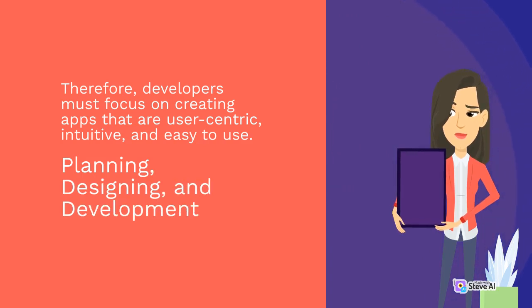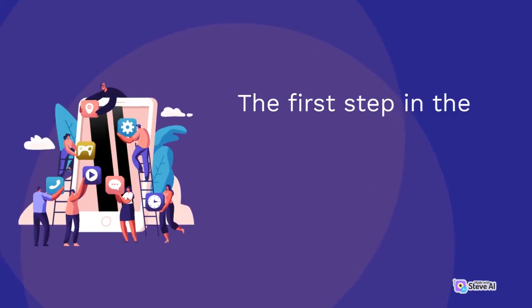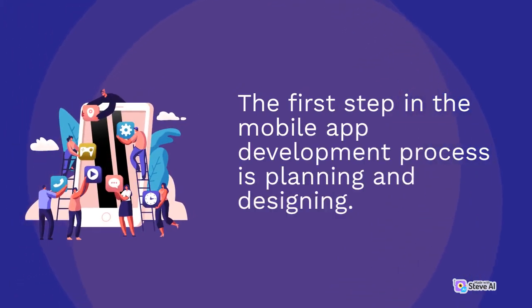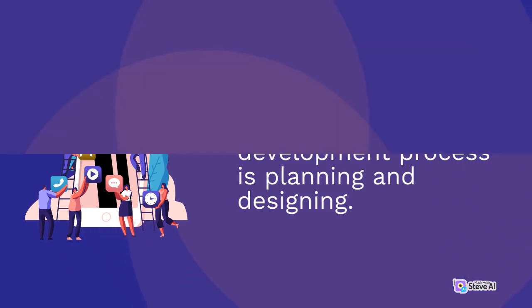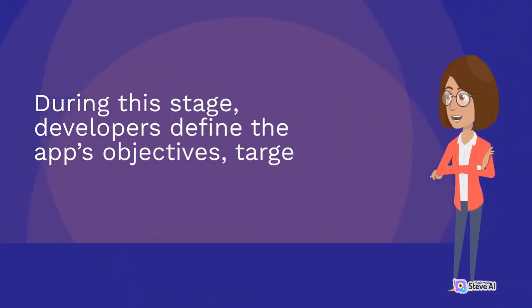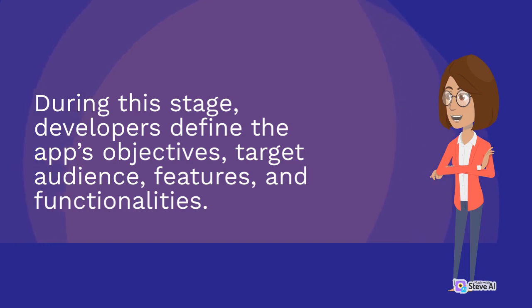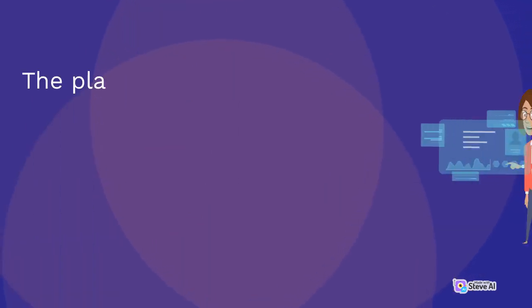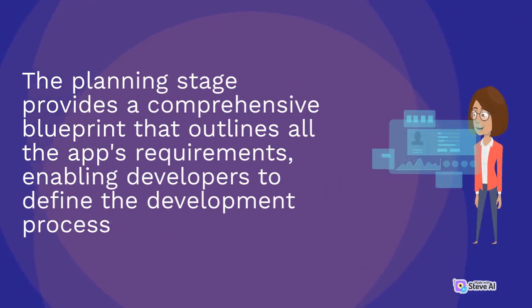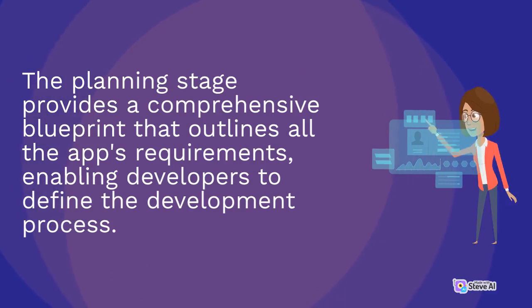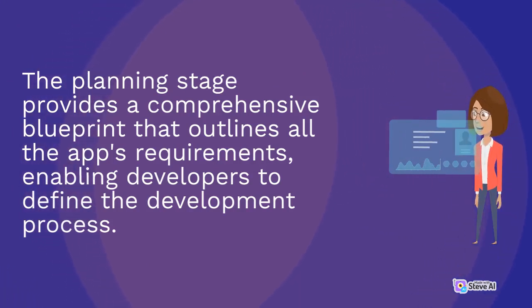Planning, designing, and development. The first step in the mobile app development process is planning and designing. During this stage, developers define the app's objectives, target audience, features, and functionalities. The planning stage provides a comprehensive blueprint that outlines all the app's requirements, enabling developers to define the development process.